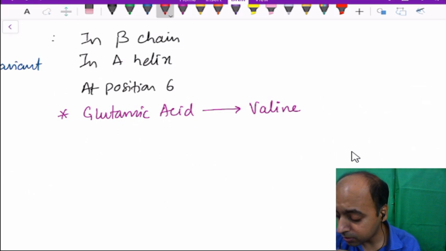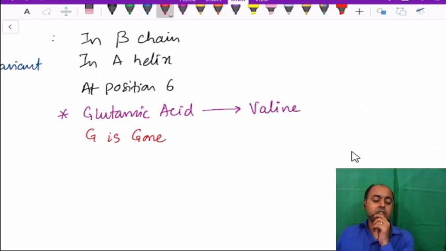How to remember? In HbS, the G is gone. The glutamic acid has been replaced and the valine will come. Why I'm telling you this? Because when you reach the exam, you'll remember the glutamic acid and valine, but you'll get confused which was there originally, which is there in the HbS. So remember, in HbS, the G is gone.